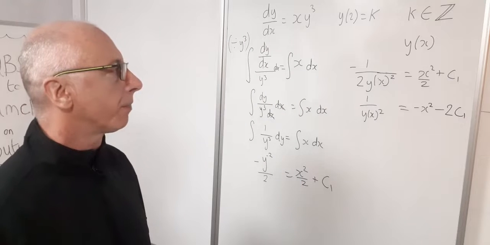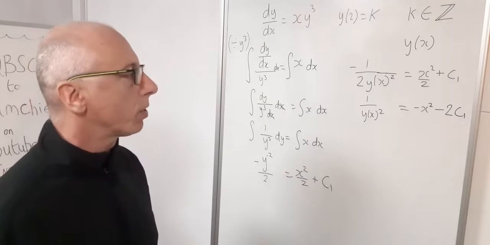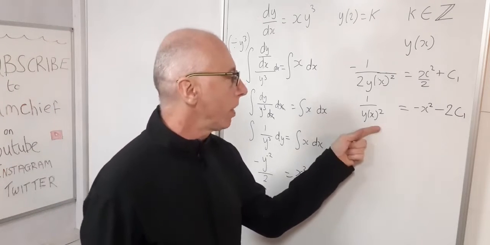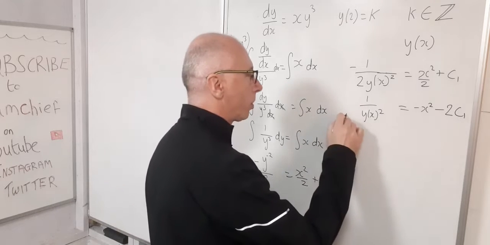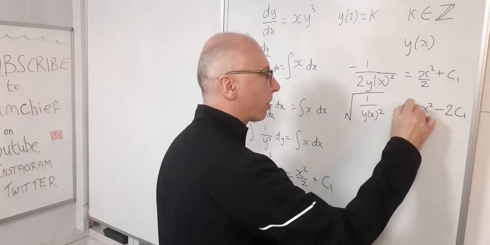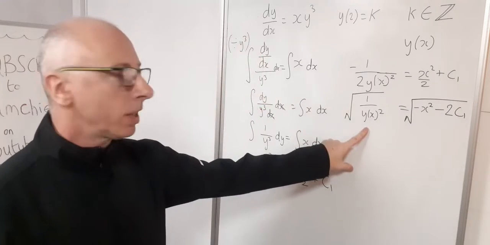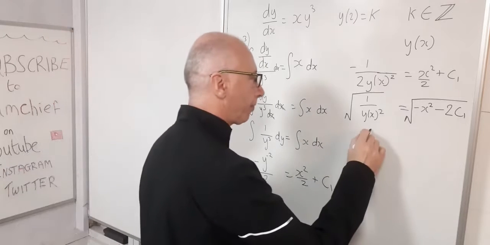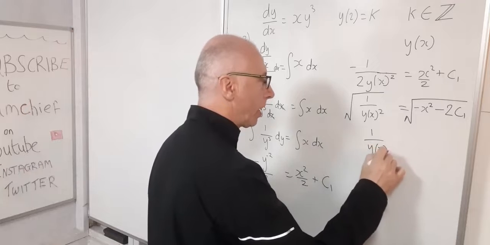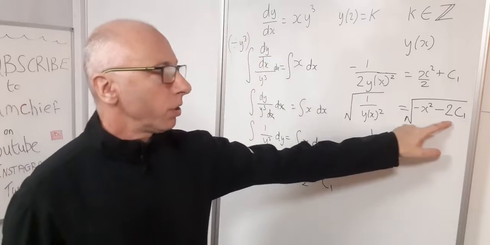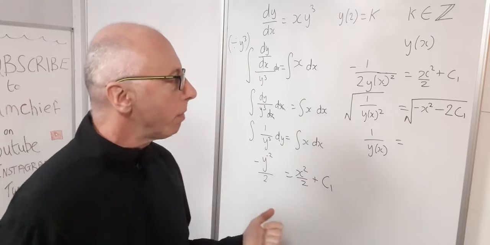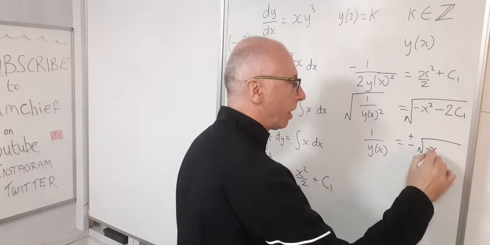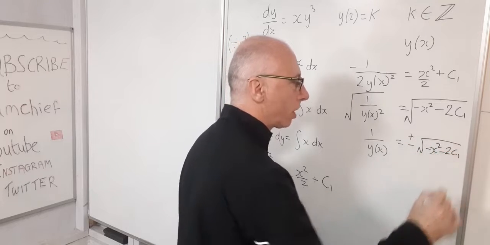Okay, now what I want to do here, I want to take the square root of both sides. So that would be a good place to start with these. So now I just put the square root sign in there and a square root sign there. I'm now going to take the square root of this, which will just give me 1 over y of x. That's the square root of that. And then that's going to equal the square root of this. But it's going to give me a plus or a minus value, as always, when taking square roots. So now I'm going to have minus x squared minus 2c1.